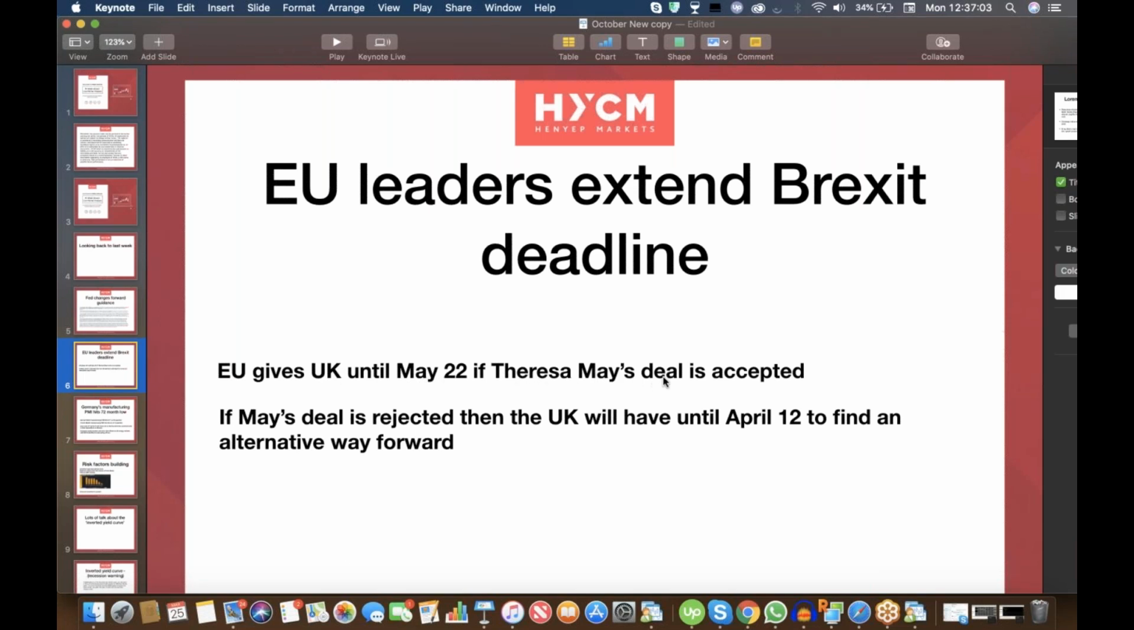If Theresa May's deal is accepted in the UK Parliament, that will mean Britain can leave the EU on May 22nd. That's the ideal scenario for the EU, and probably for the UK. However, if May's deal is rejected, then the UK will have until April 12 to find an alternative way forward. So looking at the future path for the pound, we see there are two alternative routes. May 22nd, if Theresa May's deal is accepted.